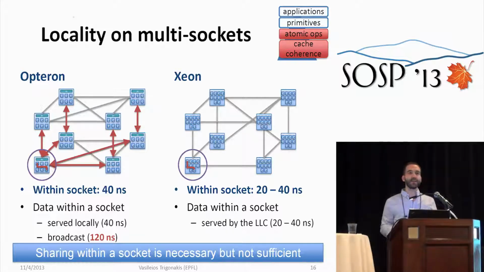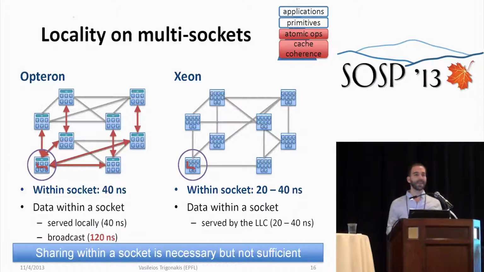On the Xeon, the inclusive last level cache is always able to detect whether there is sharing only within a socket, and therefore we always get the 20 to 40 nanoseconds latency that we would expect. So what these results illustrate is that even trying to optimize for intra-socket sharing is necessary because we might get the low intra-socket latencies. But it's not a sufficient solution to achieve scalability because your hardware might provide you with the expensive cross-socket latencies in any case.